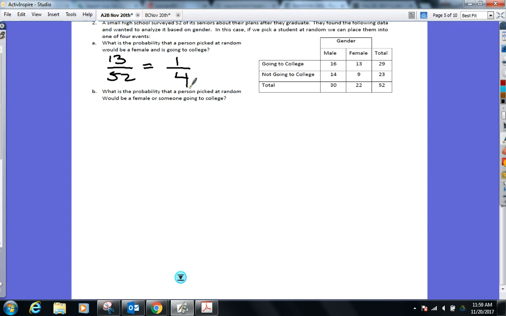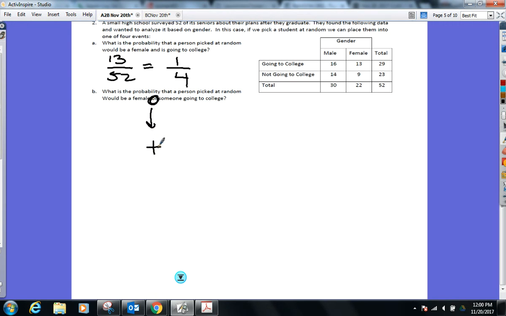Anything where the 13 or the 52 came from. All right, part B would be female or someone going to college. Look at the difference here. In part A, I wanted female and going to college. Here, you could be female or you could be going to college. And I got that "or" in between. From Friday, what's that mean? I'm probably going to add the probabilities together. That "or" usually tells me you're going to add those 2 probabilities together.